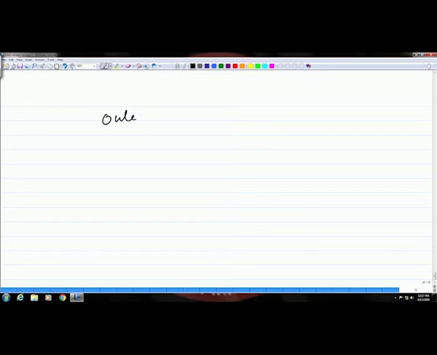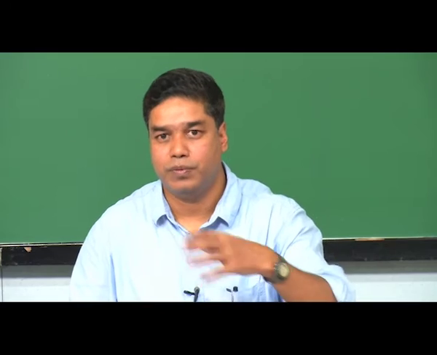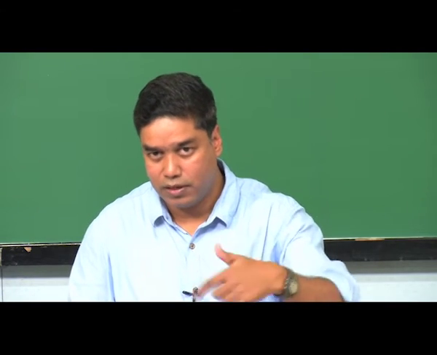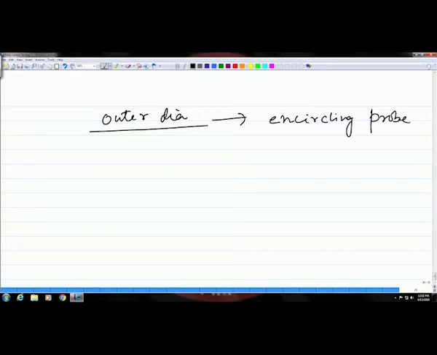Then if you want to inspect the outer diameter of any part, then you need to have an encircling kind of probe which can encircle the part and induce the current along the outer periphery or the outer diameter of the part, so that you would be able to inspect the circumference along the outer dia. So, this probe will encircle the part, right. Like this.